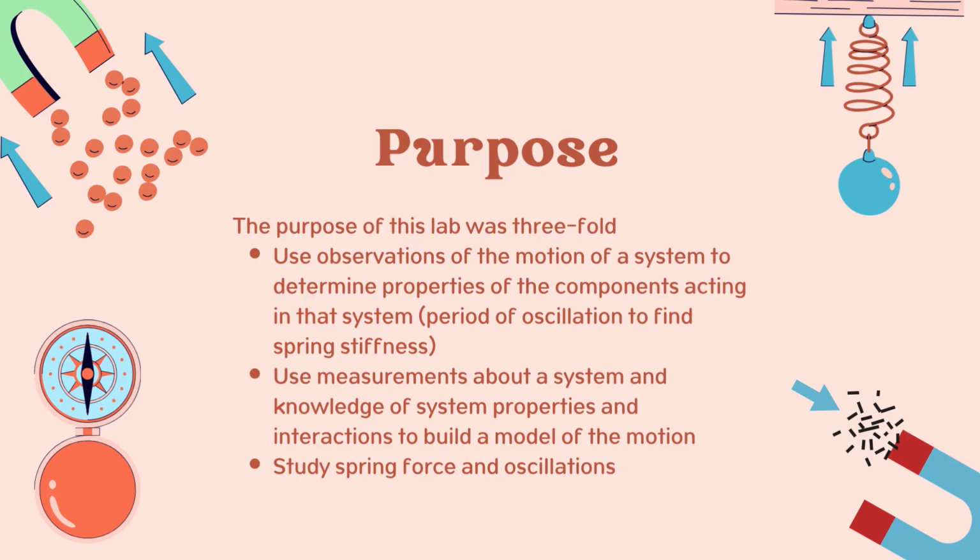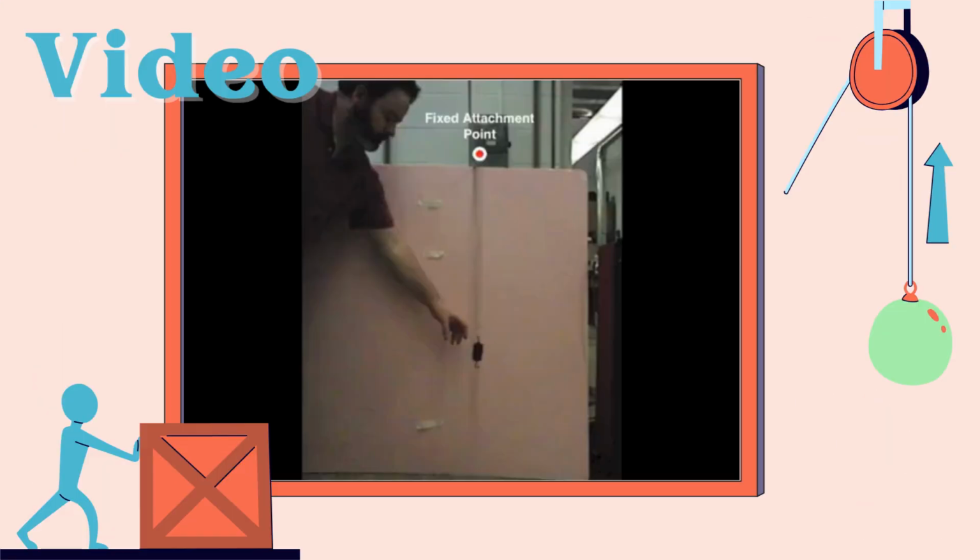The purpose of this lab was threefold. First, we used observations of the motion of a system to determine the properties of the components acting in that system. For example, period of oscillation was used to find spring stiffness. We also used measurements about a system and knowledge of the system properties and interactions to build a model of the motion. And finally, we studied spring force and oscillations.